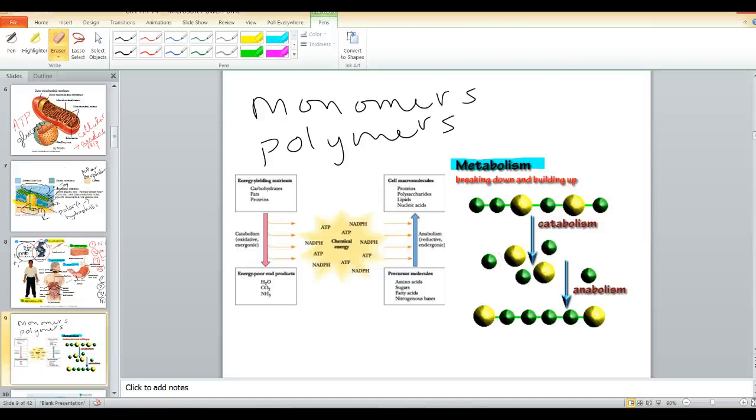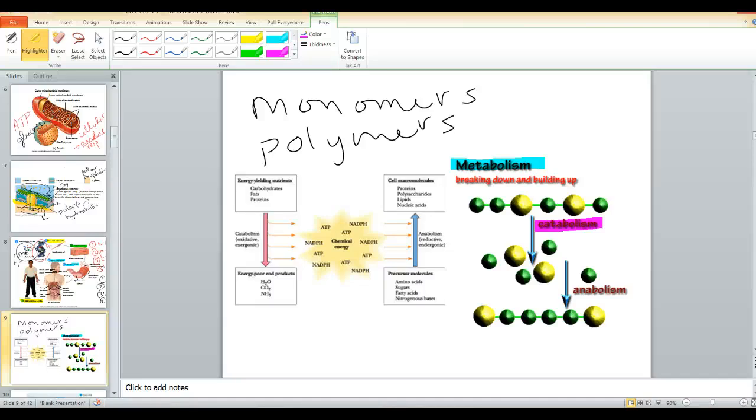So the two types of metabolism is going to be building up and breaking down. So we're going to take monomers and we're going to make polymers, and we're going to take polymers and break them down to monomers. So the first one that we're going to go over is going to be catabolism. Catabolism is taking large molecules and breaking them into smaller molecules. So we're taking a polymer, and then we're going to break that polymer into monomers.